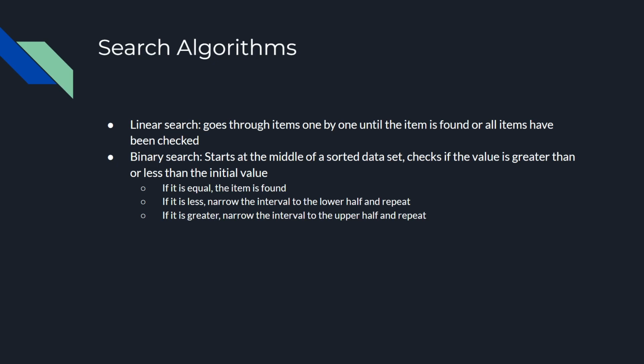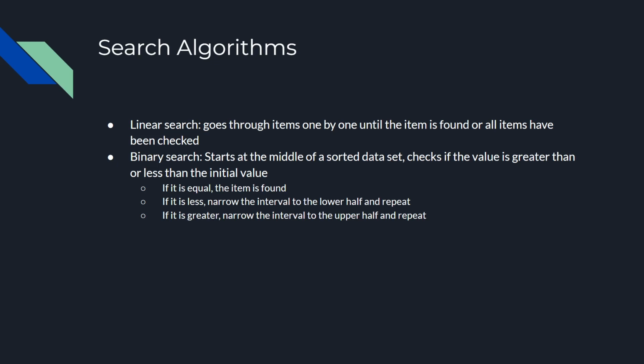Let's now talk about searching algorithms. There's two main types of search algorithms. The first is linear search, which can be performed on any type of array. All linear search does is it starts at the first element of the array and it goes through each element one by one until the item is found or until the entire array has been checked, which means that the item is not found.